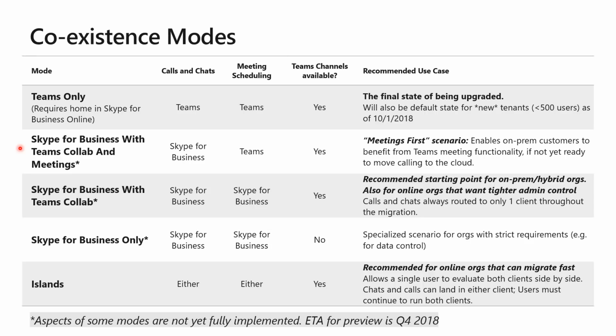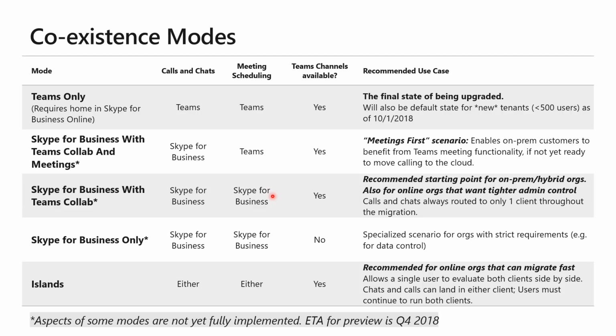This is an excellent mode that we can utilize in on-premises scenarios that allow customers to benefit from moving Teams meetings, or moving meeting functionality, I should say, into Teams in the cloud if they're not yet ready to move other workloads like enterprise voice, for example. The Skype for Business with Teams Collab mode essentially provides the capability for the collaboration features, which you see here, to be available within the Teams application, but all of the remaining UC type modes, calling, chats, meeting scheduling, those are retained within the Skype for Business world.